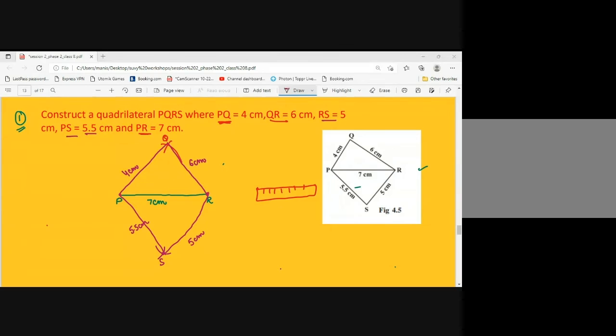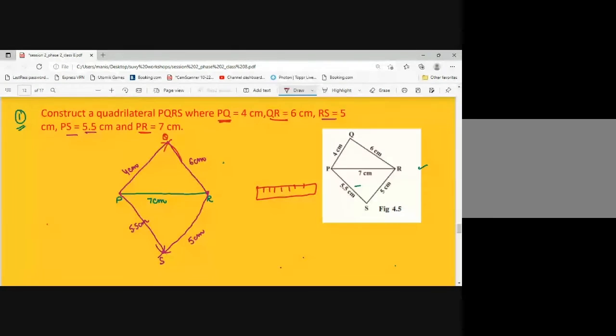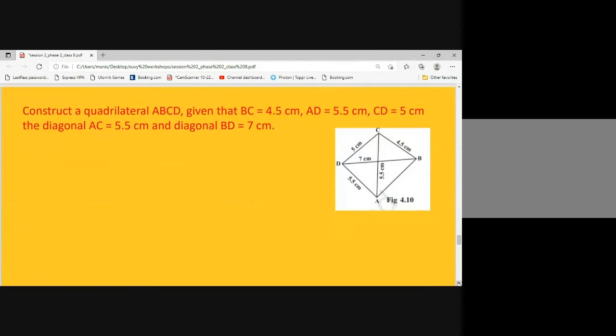Ma'am, I've drawn the arc. Which arc? With the point piercing on R. Yes, ma'am. And I have got the point as S. Then join PS and RS with the scale. Okay. Join. Yes, ma'am. Done. Done? Okay.